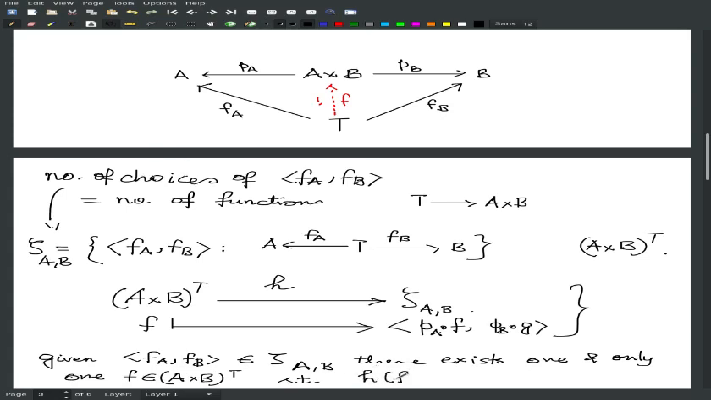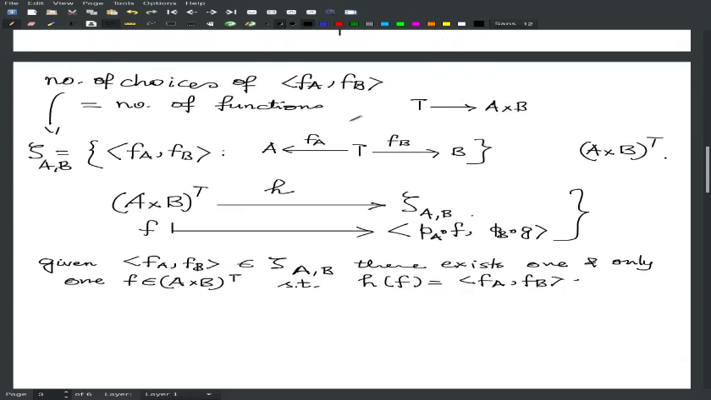H of F, because what is H of F? It is PA composed F and PB composed G. So that's what this equation is giving us. Okay. So in other words, I'm a little bit jumping. So this is exactly what is known as saying H is a bijection.